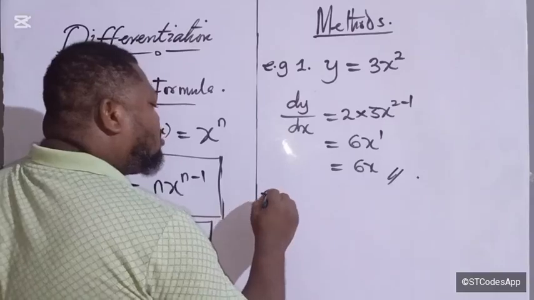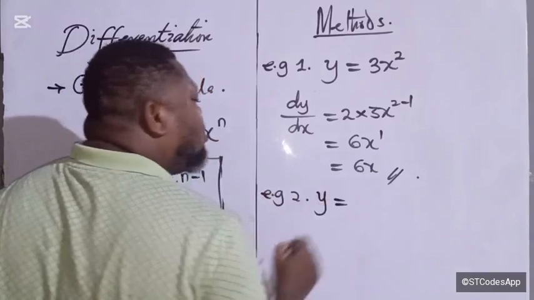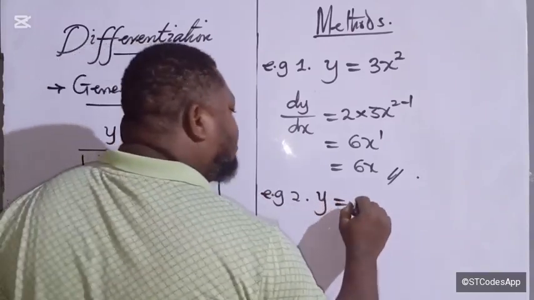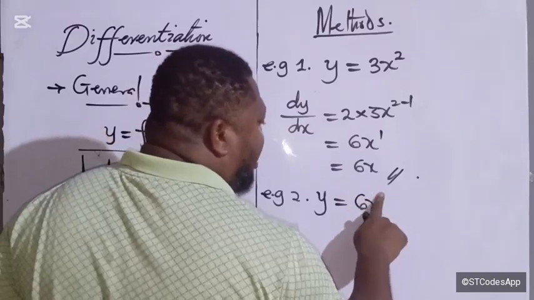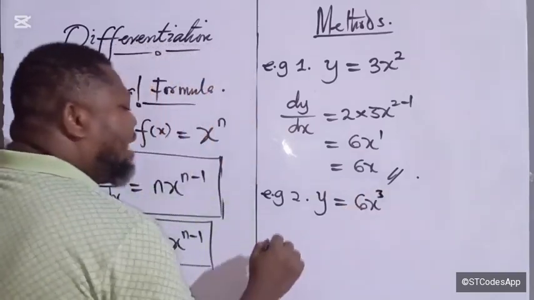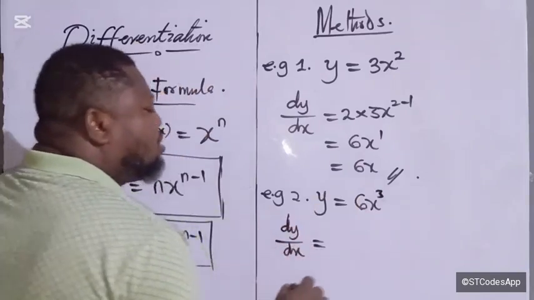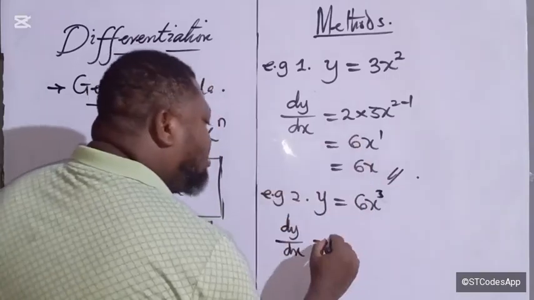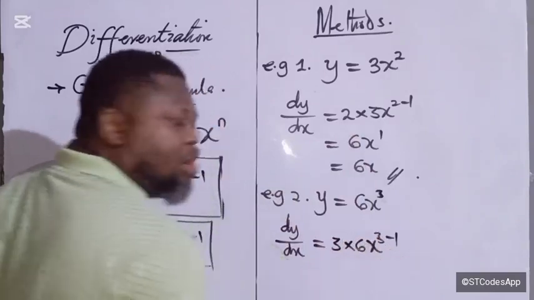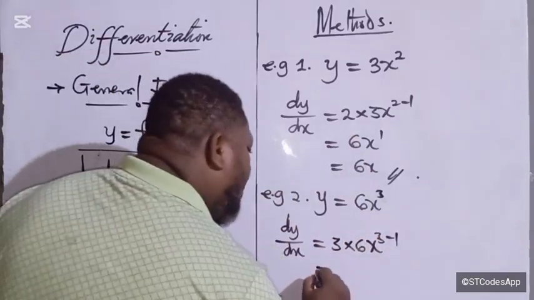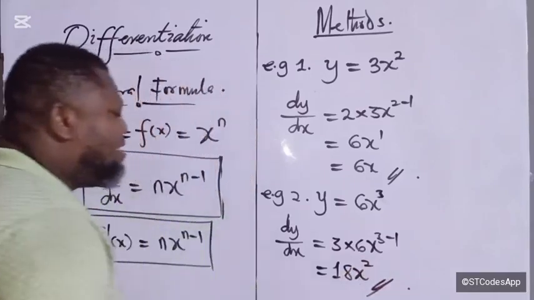Example 2: if I have y equal to 6x cubed, dy/dx of this function is equal to 3 multiplied by 6, then x to the power 3 minus 1. Hope you get that. Very simple. We now have 18x to the power 2. That is the derivative of that function.